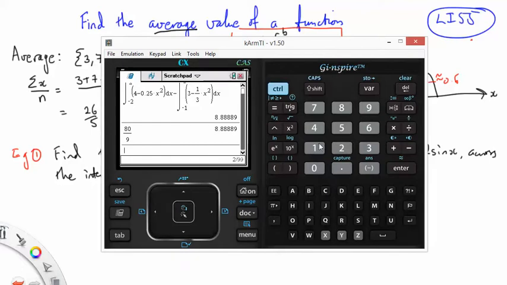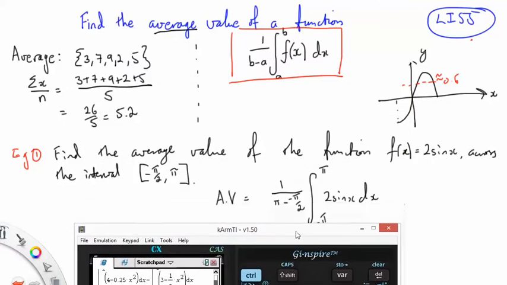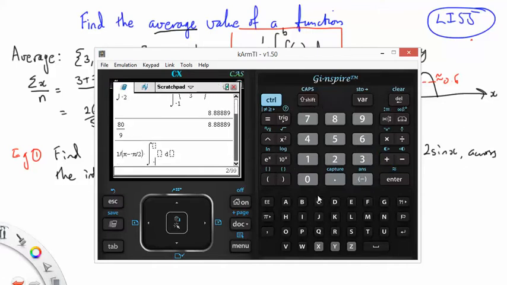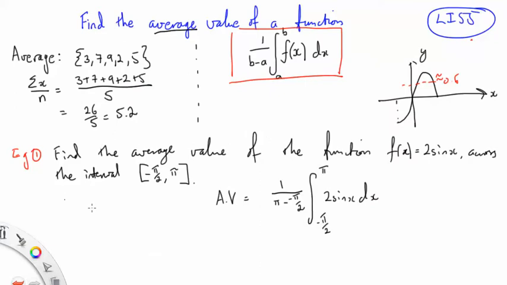So let's put in the interval: 1 divided by, and we're going from pi, so we've got pi minus negative pi on 2 times, now we're going to have to integrate. Shift plus negative pi on 2, that's a decimal point. Oh, it's being glitchy again. Oh no, looks like we're going to have to do it by hand. Let's do it by hand.